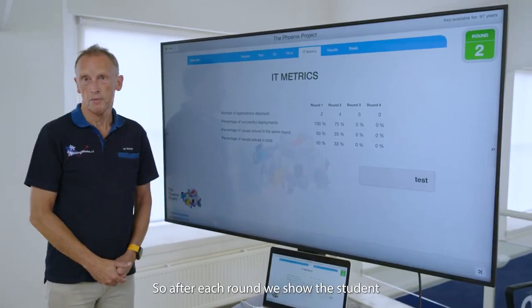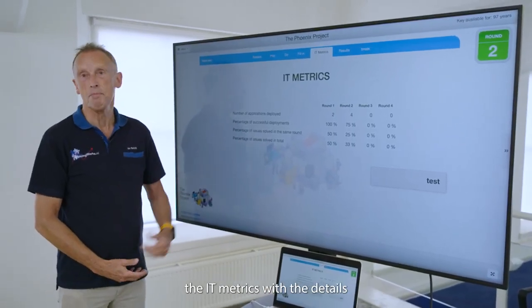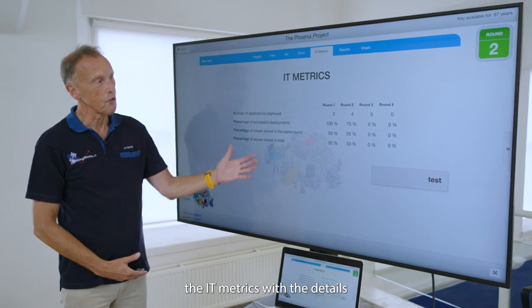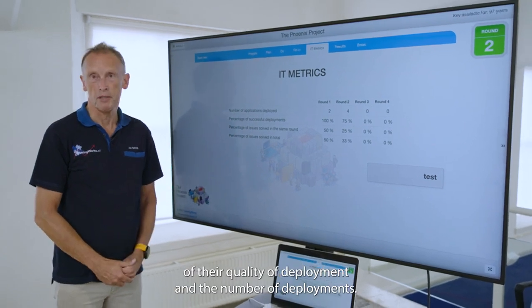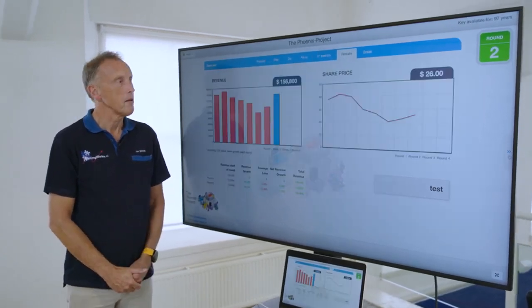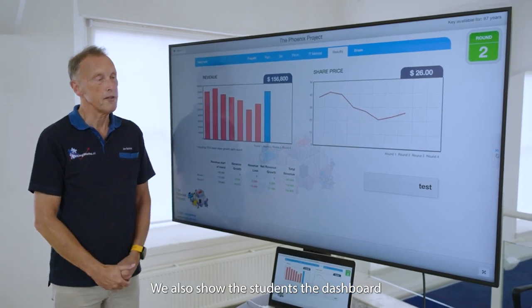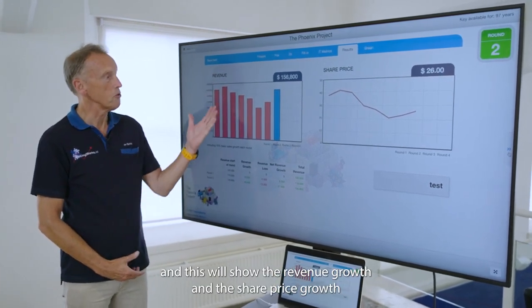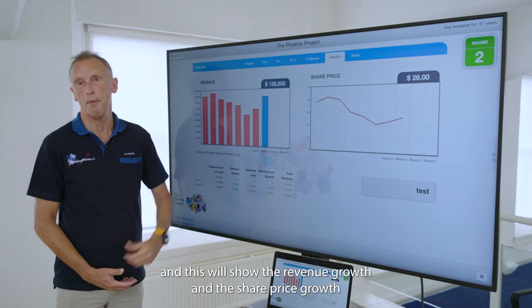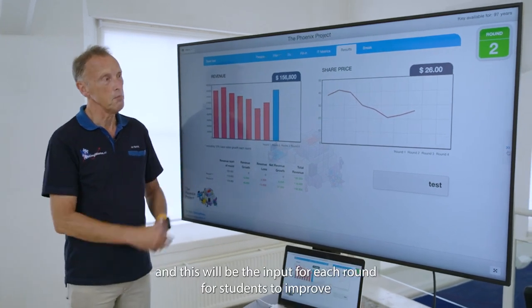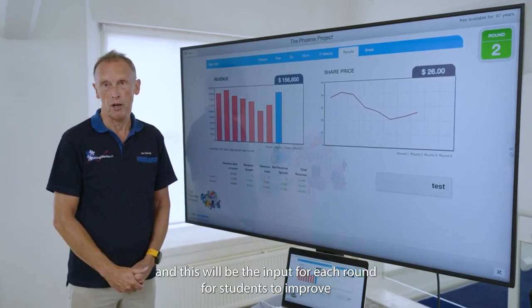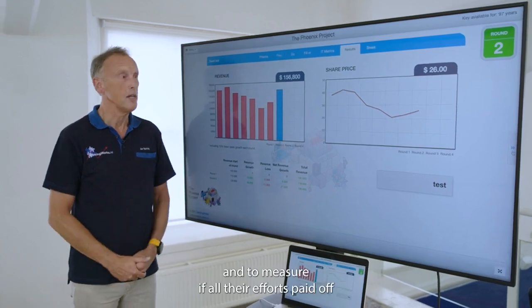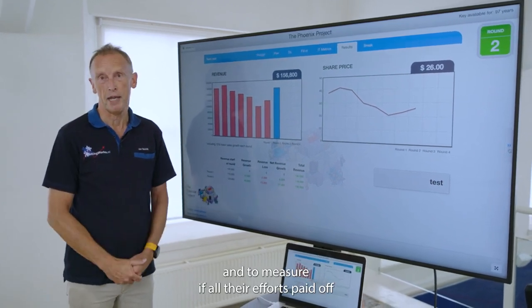After each round, we show the students the IT metrics with the details of the quality of deployment and the number of deployments. We also show the students the dashboard, which shows the revenue growth and the share price growth. This will be the input for each round for the students to improve and to measure if all their efforts paid off.